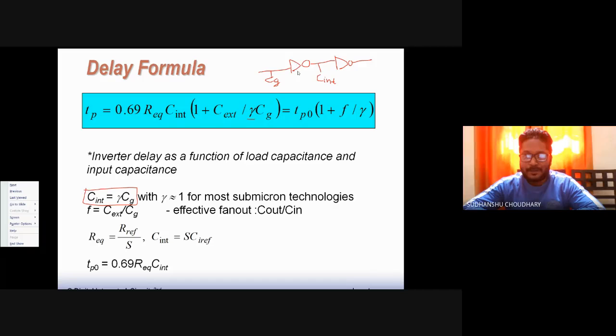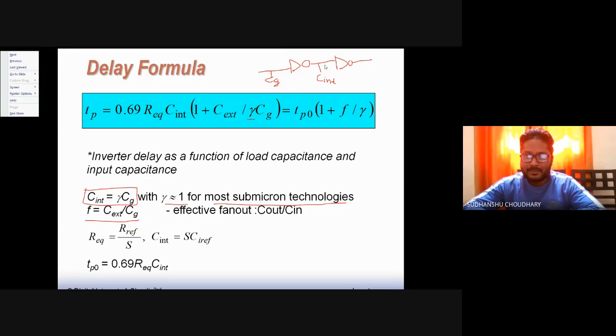So fan out of the first inverter gate, it seems, if the load capacitance is nothing. So gamma is C intrinsic by Cg, and in fact gamma is found to be around equal to 1 for most submicron technology. That is the ratio of the intrinsic capacitance divided by the total input gate capacitance, which comes out to be equal to 1 for most of the submicron technologies. And we also bring in another factor, that is F. So now F is C extrinsic by Cg. C extrinsic is my wire plus CL.